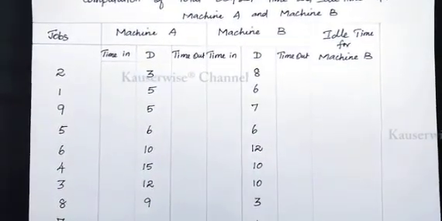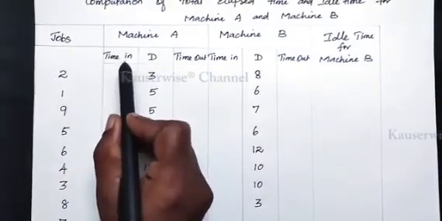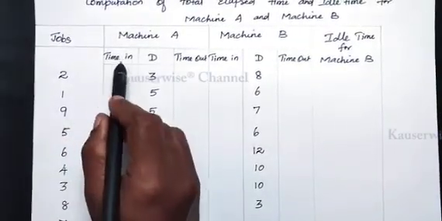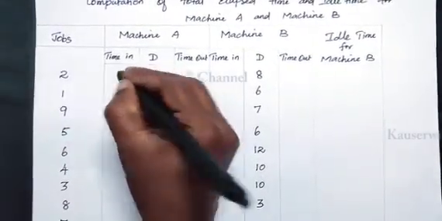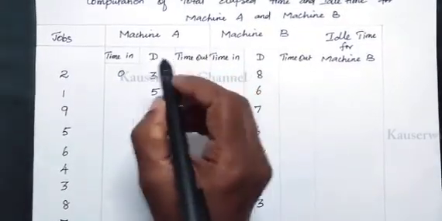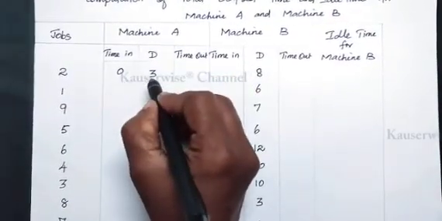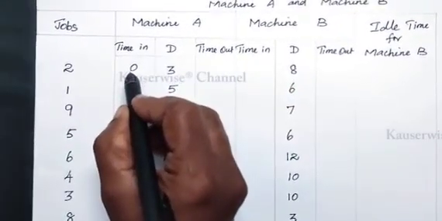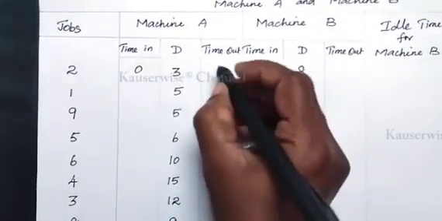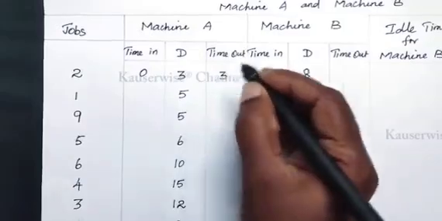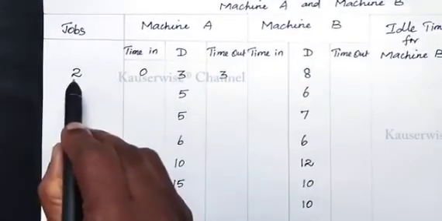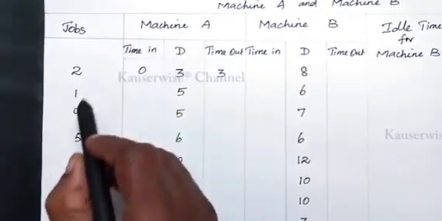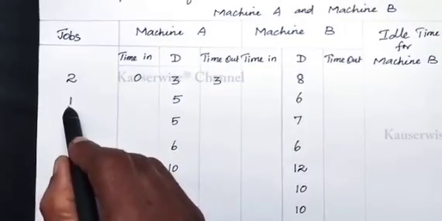So the first one is job 2. This is the first job, no? So the in time is 0. How to find the out time? Starting time plus duration is equal to out time. So the in time is 0, 0 plus 3, the out time is 3. After processing job 2, machine A will take the second job. The next job is job 1.